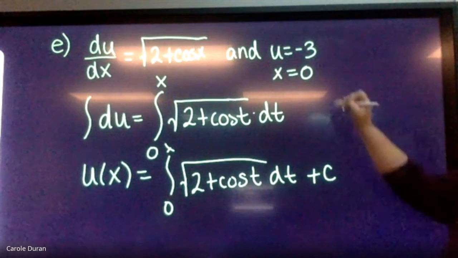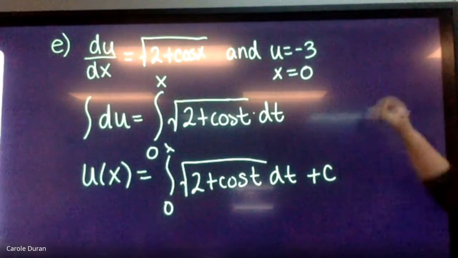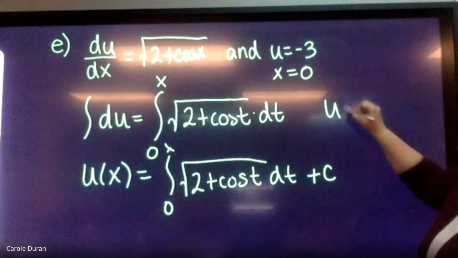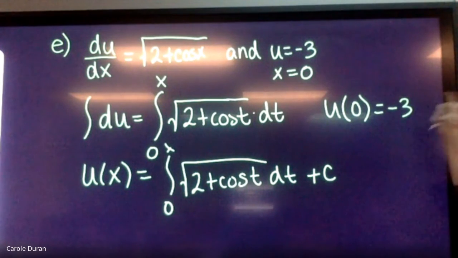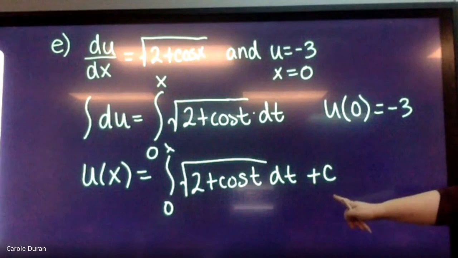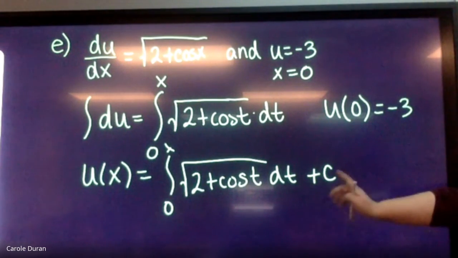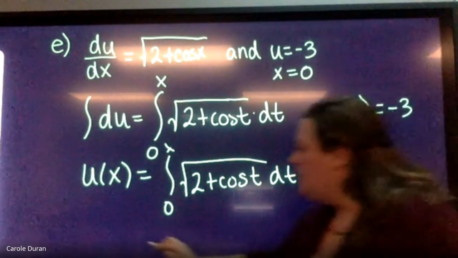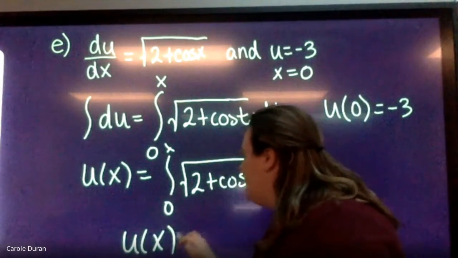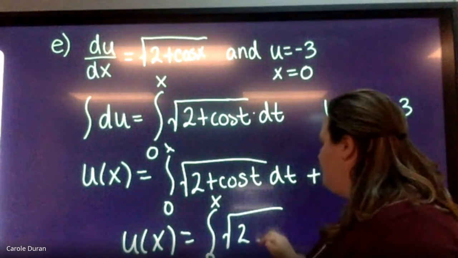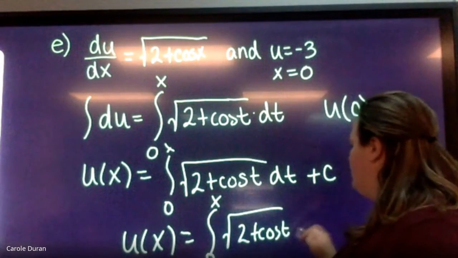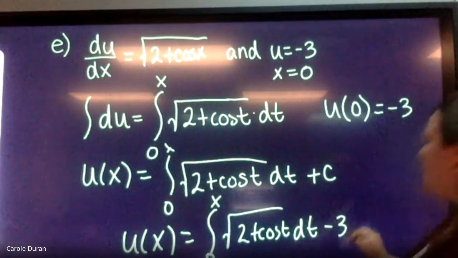Is C outside of the integral? Yes. So I know that my x value here was 0, so u of 0 is equal to -3. So that has to be what my constant is on the end. So Euler's method says that if I do this change of variable, then my antiderivative is equal to that integral with that constant.